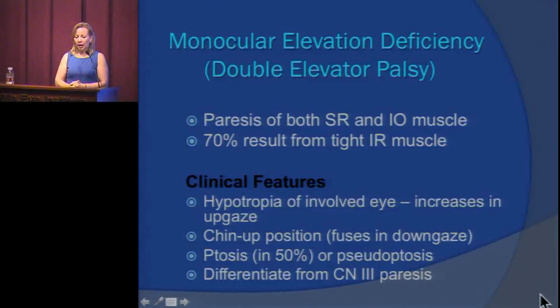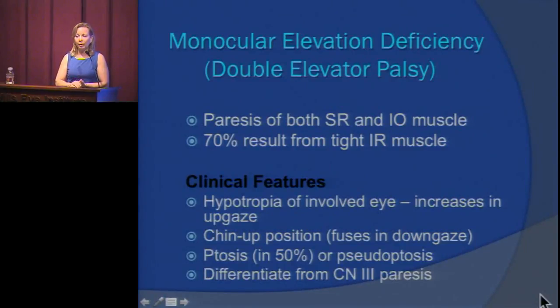Thyroid. Clinical features show a hypotropia of the involved eye, which increases in up gaze. They'll have a chin-up position. They're trying to fuse in down gaze. Frequently, you'll see a ptosis or a pseudotosis. Remember, the eye is fixating in a hypotropic eye, so the eye's in a downward position. So you'll have a pseudotosis present.